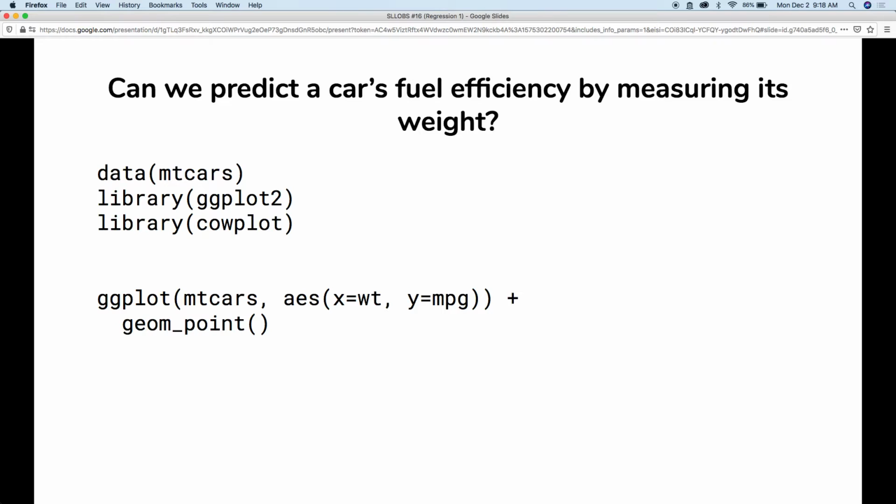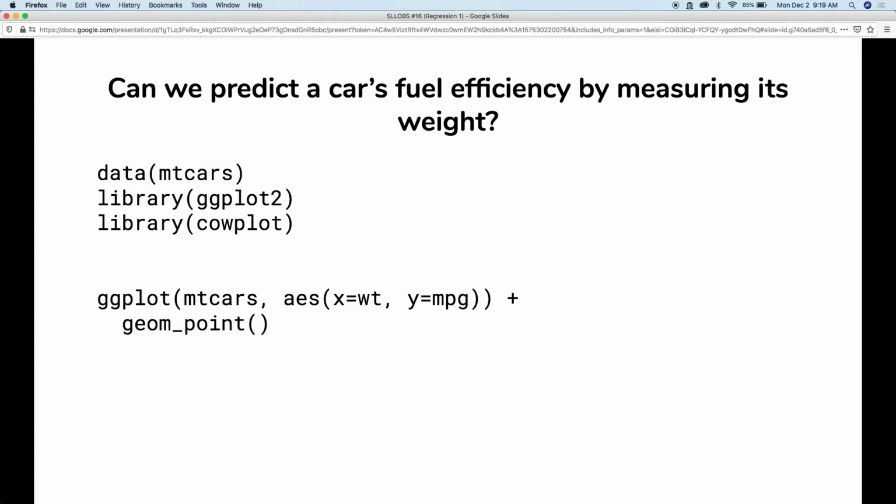Now, we could just dive right in and fit a linear model, extract some p-values and coefficients, and figure out whether this is true or not. But I think one important thing to do whenever you're doing data analysis, before you go in and fit linear models or any type of model, is visualize the data.